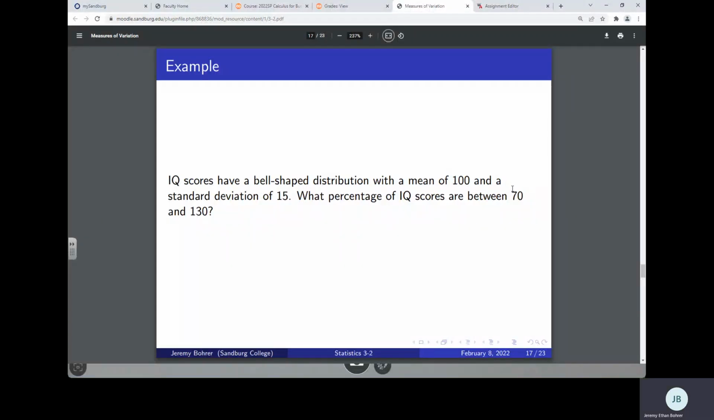In this video, we're going to look at the examples on pages 17 to 21 of the 3-2 slides. We're starting off with this question. IQ scores have a bell-shaped distribution with a mean of 100 and a standard deviation of 15. What percentage of IQ scores are between 70 and 130?